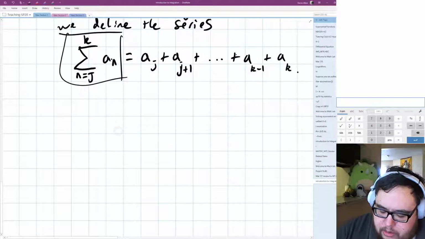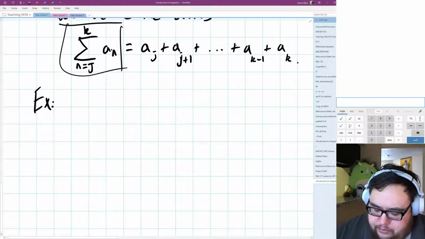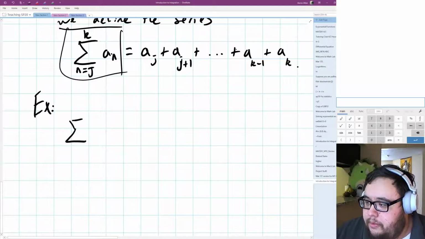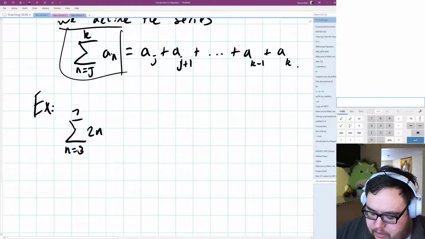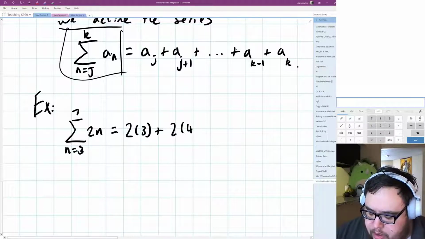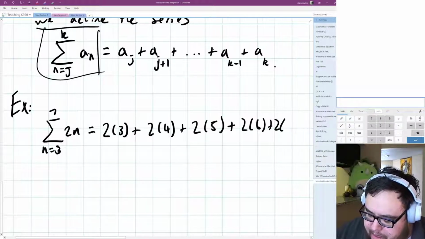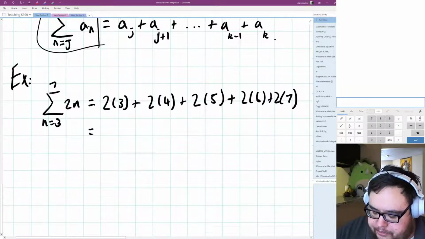So, for example, the sum from n equals 3 to 7 of 2n is going to be 2 times 3 plus 2 times 4 plus 2 times 5 plus 2 times 6 plus 2 times 7, which ends up being 60.